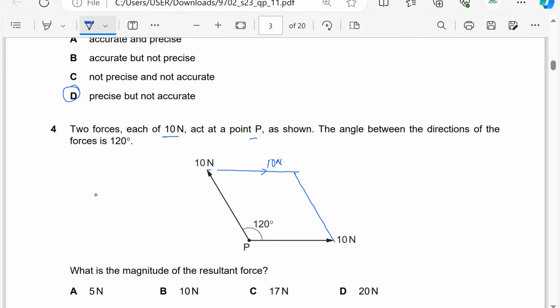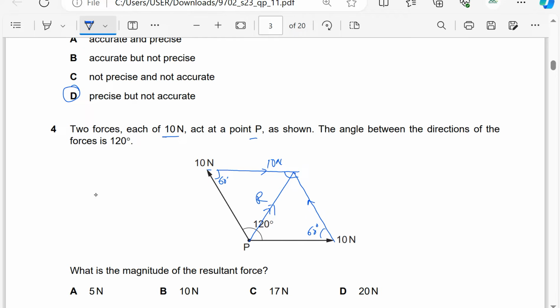So that I complete the parallelogram. But of course, by common sense, the resultant is going to be here. So this is going to be the resultant. If you want to use the cosine rule, you must know these angles. So if this is 120, this angle is 120, and this angle is going to be 60 degrees because this is also 60 degrees.